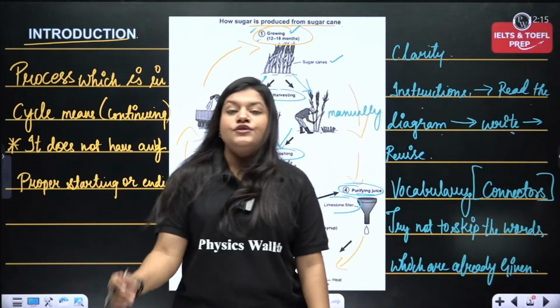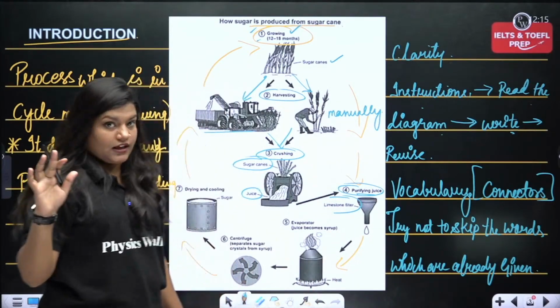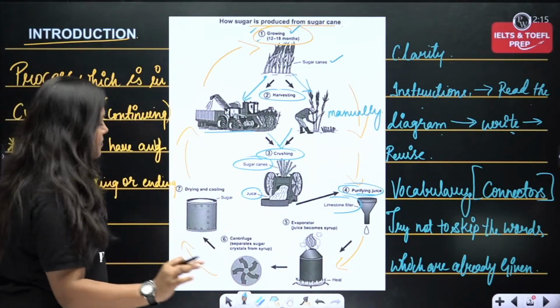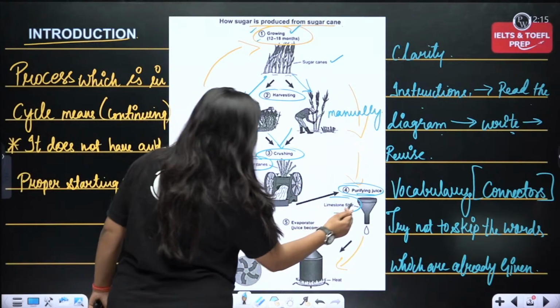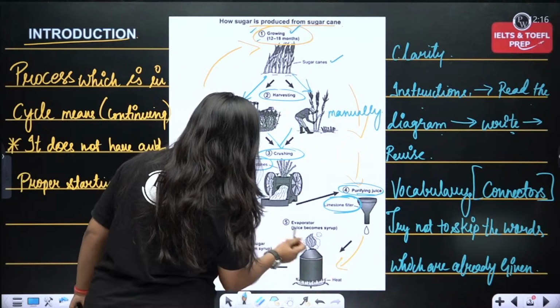Okay, try not to skip the words which are already given in the question. This is something that I would like to give you as a reminder. Now here, with the limestone filter, we purified the juice. Now what happens next? Evaporator.